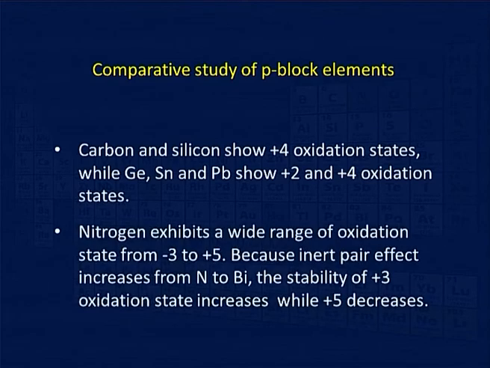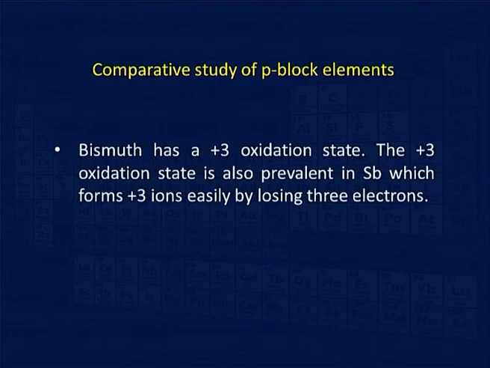In the group of nitrogen, nitrogen itself exhibits a wide range of oxidation states. It ranges from -3 up to the +5 oxidation state. Because the inert pair effect increases from nitrogen to bismuth, the stability of the +3 oxidation state increases. Conversely, the +5 oxidation state decreases from nitrogen to bismuth. Bismuth has a +3 oxidation state, and the +3 oxidation state is also prevalent in antimony, which forms +3 ions easily by losing 3 electrons.